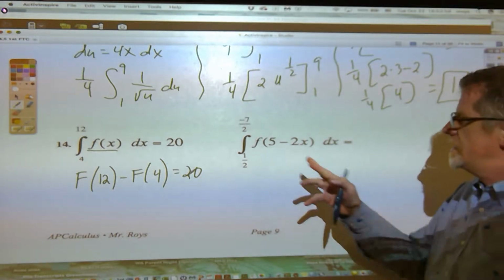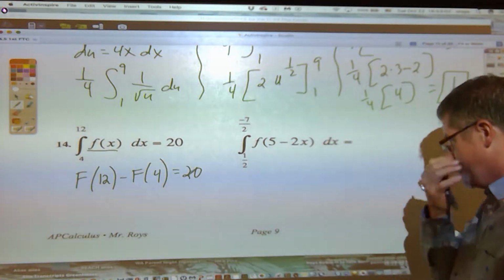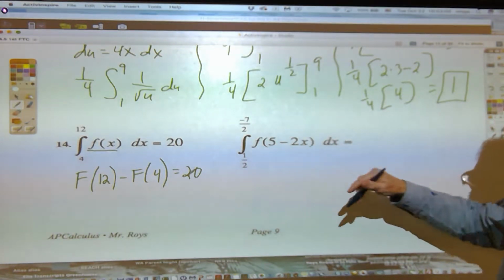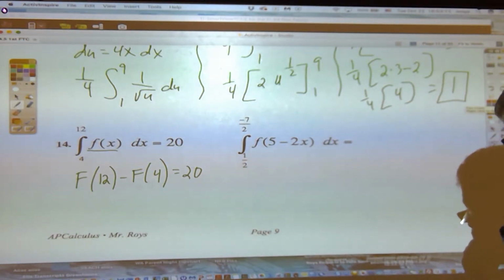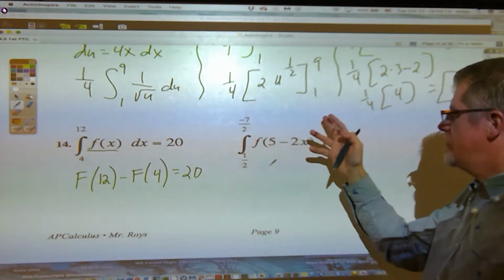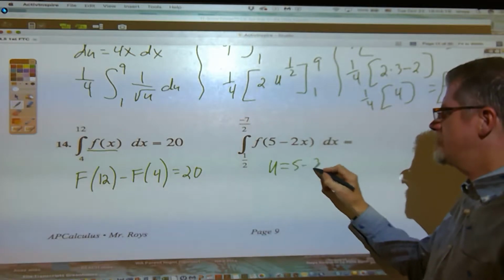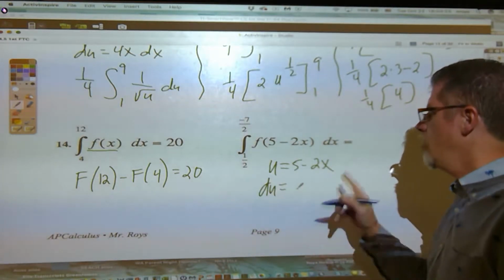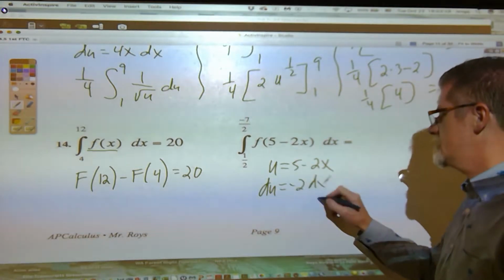Now, notice that these are the same letter. This is another function, f of x. And I tell you, if I were to do a u substitution, let's go with this. Let's let u equal 5 minus 2x. If u is 5 minus 2x, then du would be negative 2 dx.